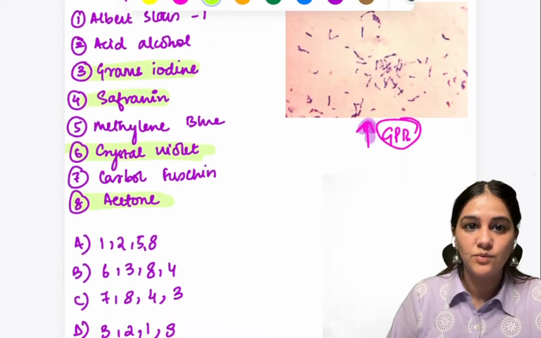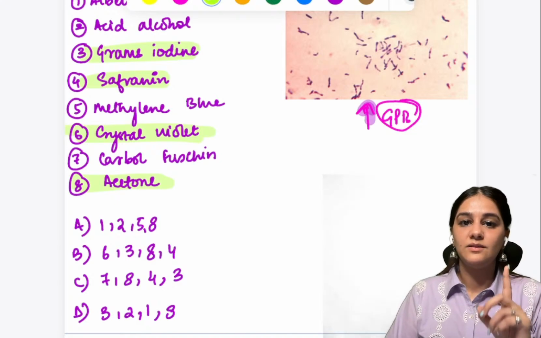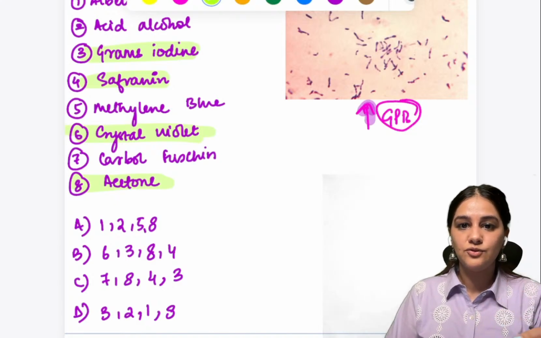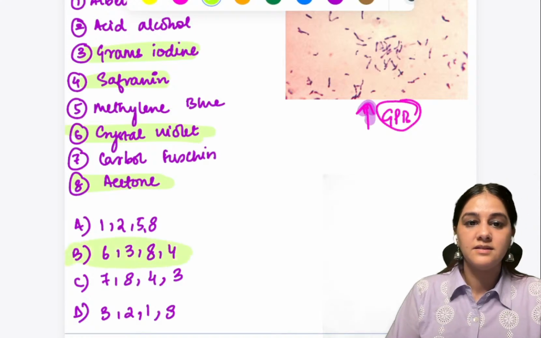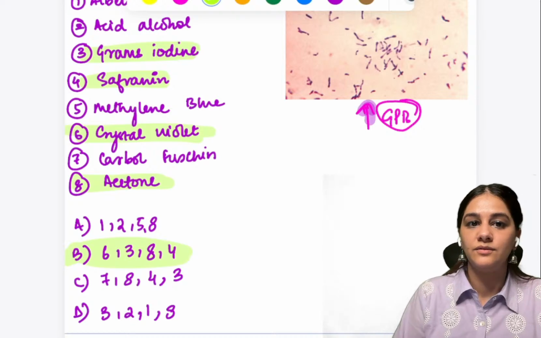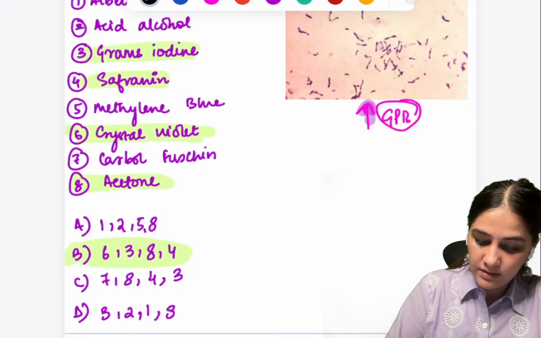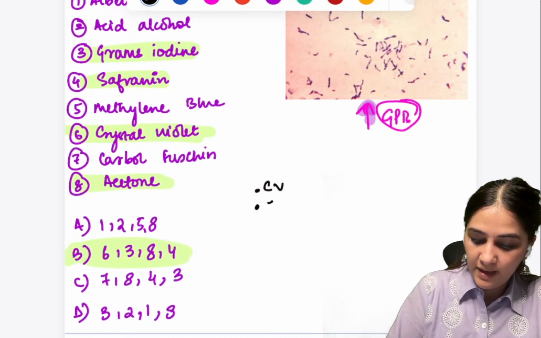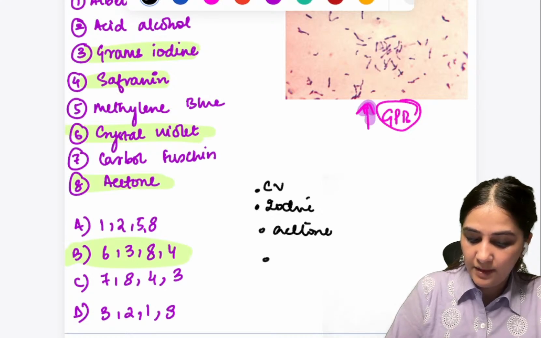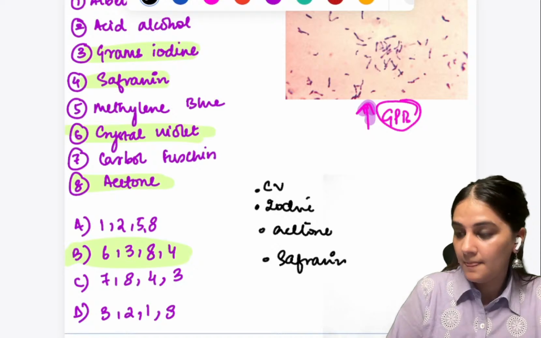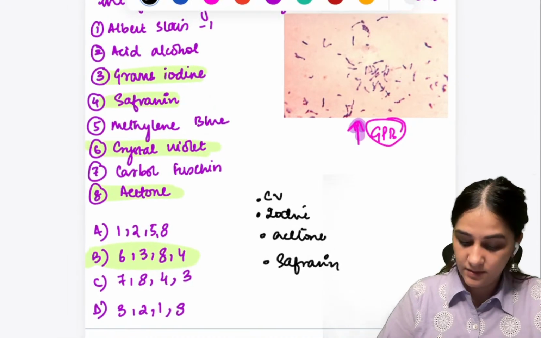Now, let's see the sequence. What is the first thing that we use in a gram staining? We use the primary stain, which is the crystal violet. So 6 is supposed to be the first one. So, everything else has been eliminated. So, this is going to be your answer: 6, 3, 8, and 4. It's going to be crystal violet, followed by iodine, followed by acetone, followed by safranin. Right? So that is what your answer is here.